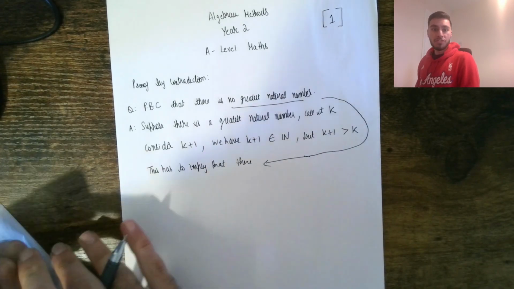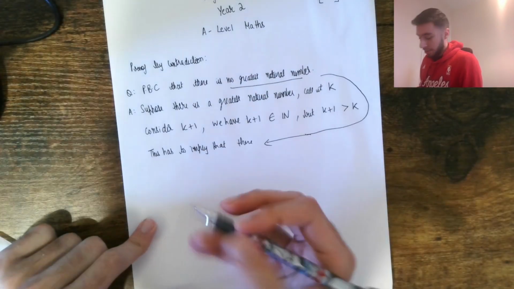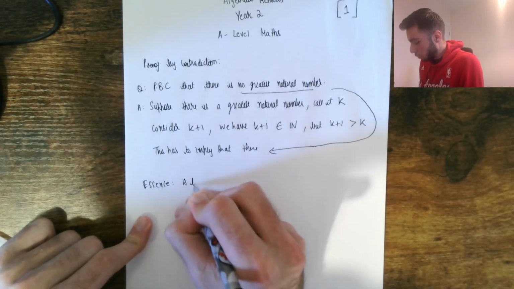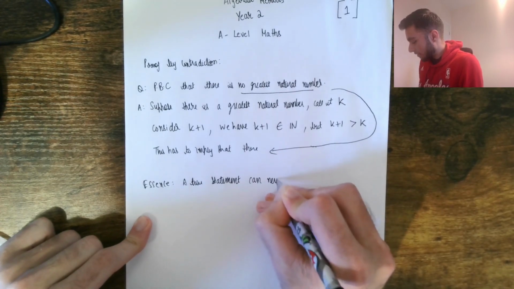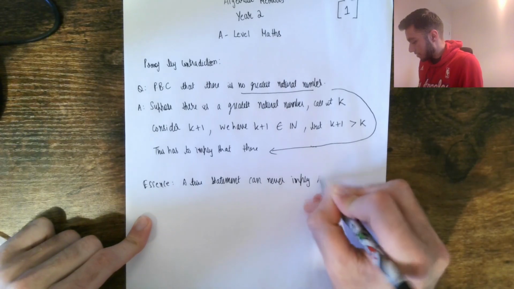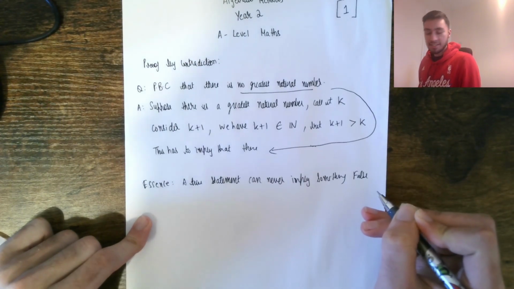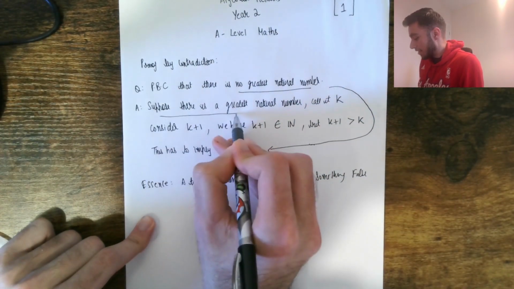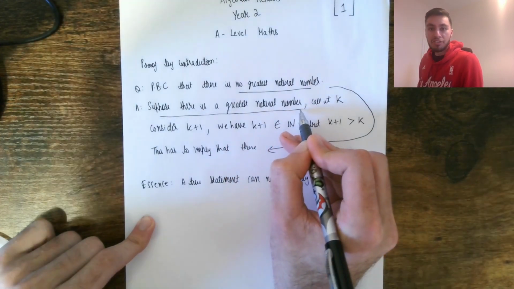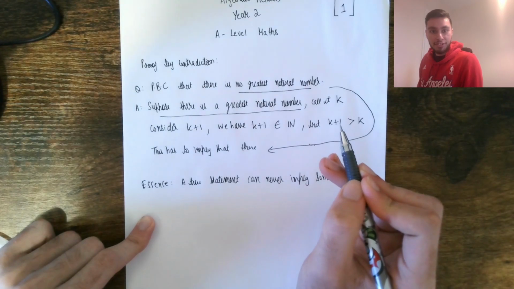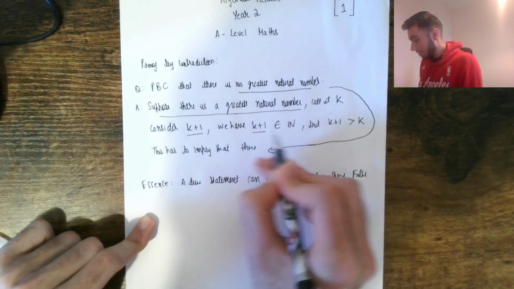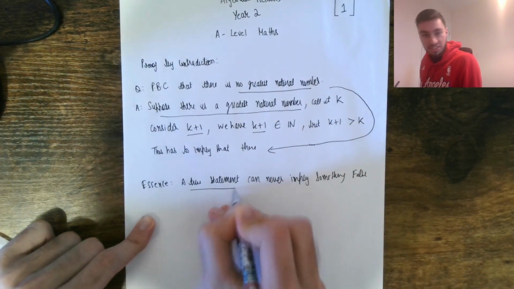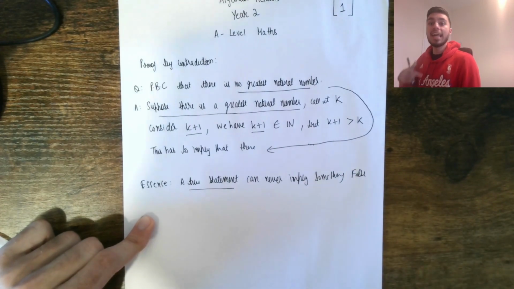So the essence is caught from something like this. The key essence here is that a true statement can never imply something false. A true statement can never imply something false. So what we said was, if there is actually a greatest natural number, then I should not get a false implication. But I did get a false implication because I could find a number greater than k, which is also a natural number. So the only way that could have happened is this statement wasn't actually true. It was false. But I wrongly assumed it was true.